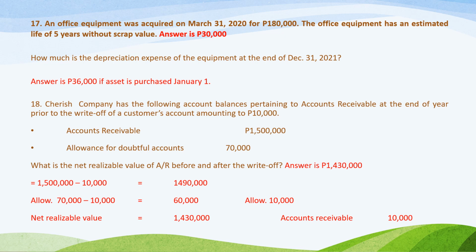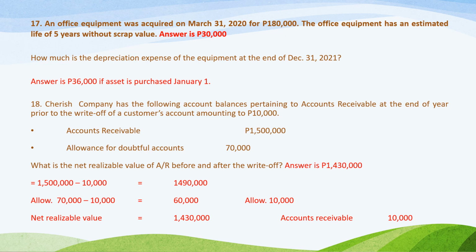Net realizable value is computed as the difference between accounts receivable minus allowance for doubtful accounts. First, we have to get the accounts receivable after the write-off. Accounts receivable is 1,500,000 minus the 10,000 that has been written off. We deduct the 10,000 because the entry to record a customer's account that is written off is debit allowance for bad debts, credit accounts receivable. So our accounts receivable after the write-off is 1,490,000.